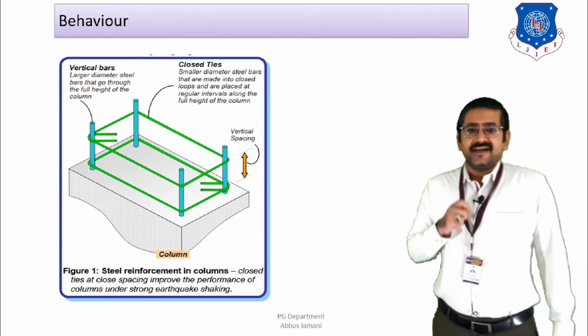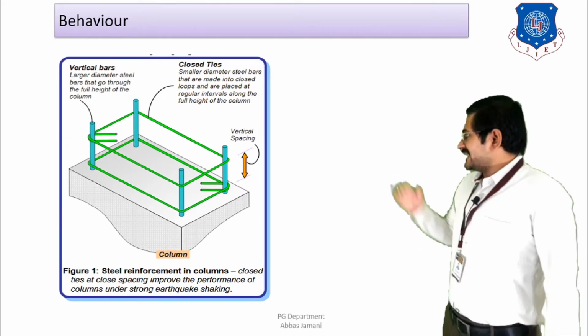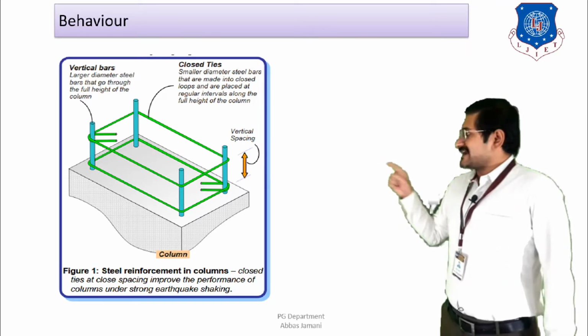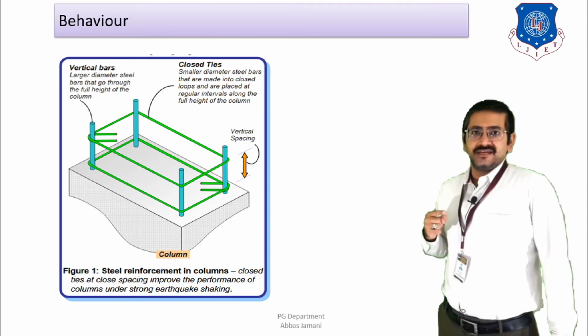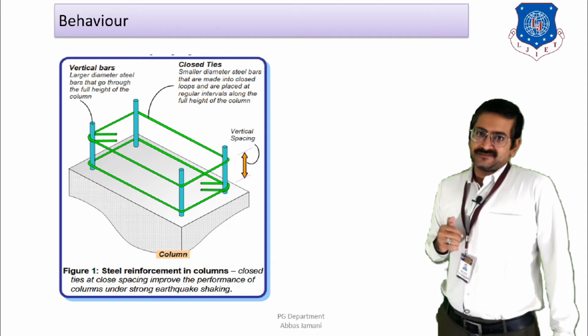So if I look at the geometry of the column that is given over here, then as I indicated in the previous slide, there are two types of bars. First is the vertical bar, which is going to go throughout the length of the column, and second is the closed stirrup, which is going to be spaced at certain intervals as per the guidelines given in IS 13920.